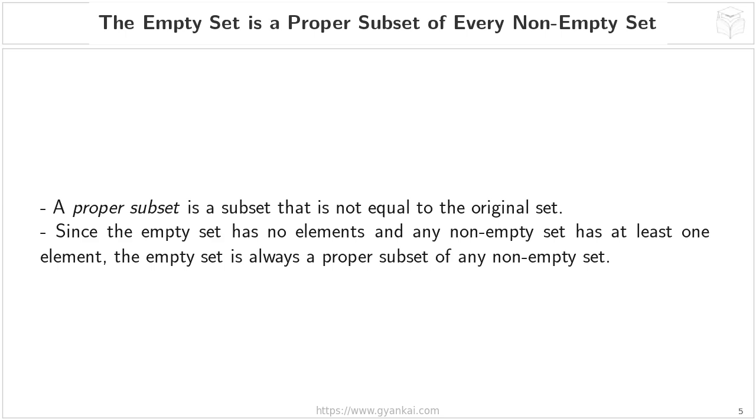Now, think about the empty set. We know it has no elements at all. And consider any other set, let's call it A, that isn't empty. That means A has at least one element, right? Because the empty set has no elements, it can never be equal to a non-empty set. Therefore, since the empty set is a subset of every set, and it's never equal to any non-empty set, it's always a proper subset of any non-empty set. This is a subtle but important distinction. We'll see how this plays out when we look at set operations like union and intersection in the slides to come, so it's good to have a firm grasp on this now.